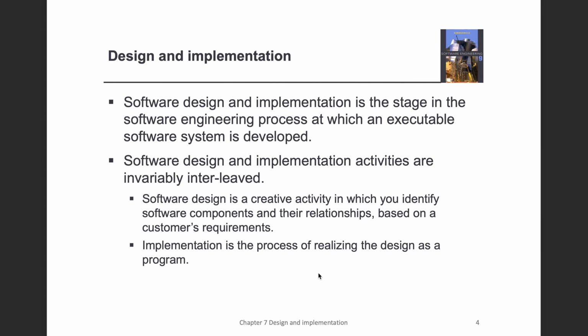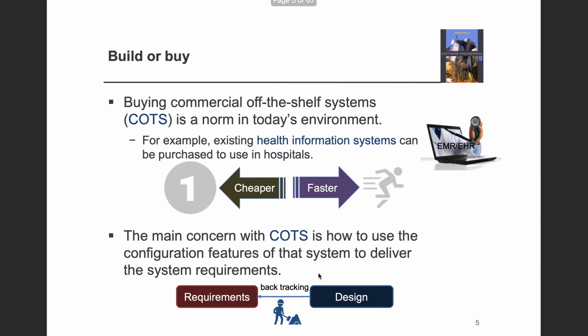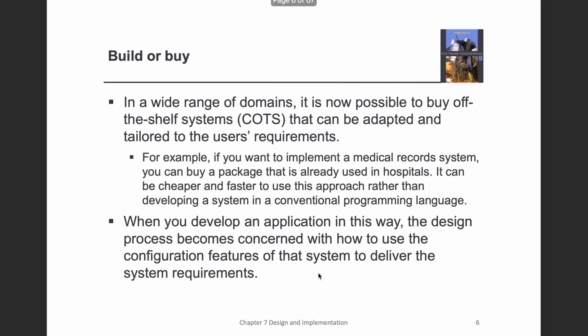In the design and implementation stage, we also look at whether you buy the software or you build it yourself. So we have what you call commercial off-the-shelf systems, which are systems that have already been built, and then you adapt and reconfigure them to suit your needs. That means when you buy the software, you also go back to your requirements and look at your design once more, and configure it to meet those needs.